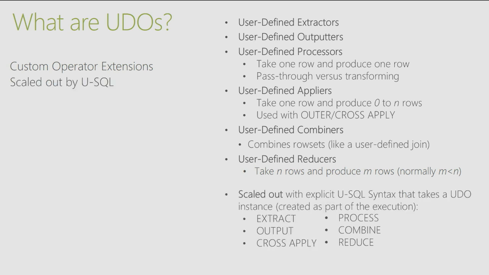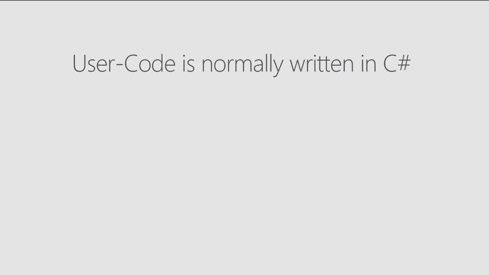Now, these UDOs are scaled out in U-SQL with explicit constructs in the language. So you have an extract statement to scale out your extractors. You have an output statement to scale out your outputters, and process, combine, and reduce statements to basically scale out your processors, combiners, and reducers. So this user code is normally written in C#.